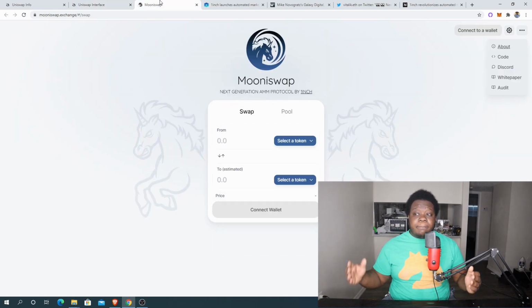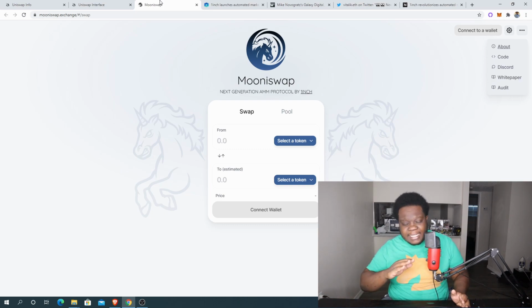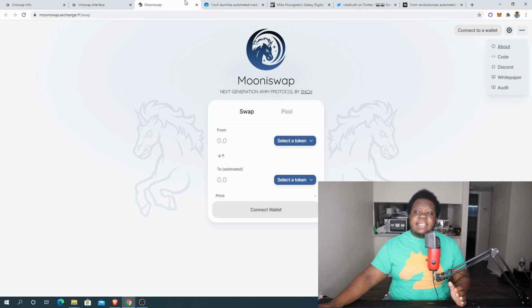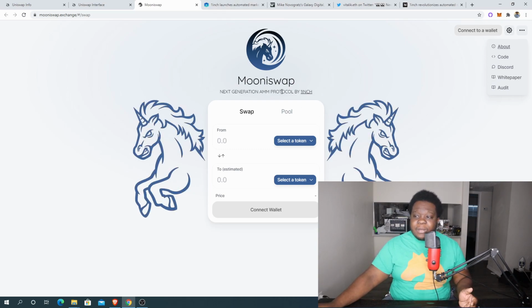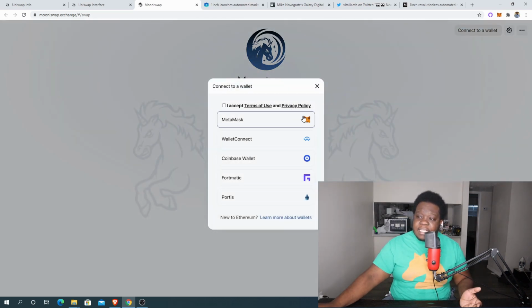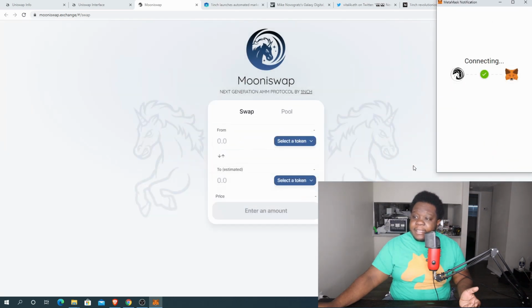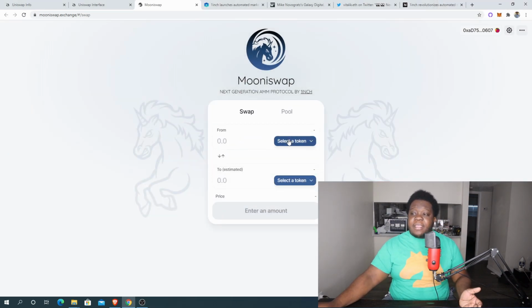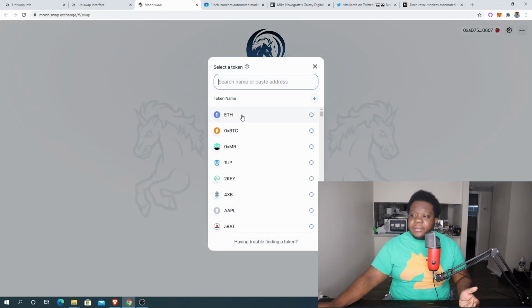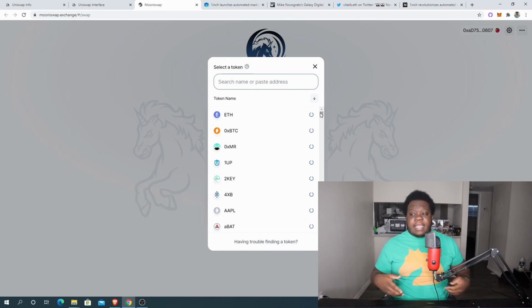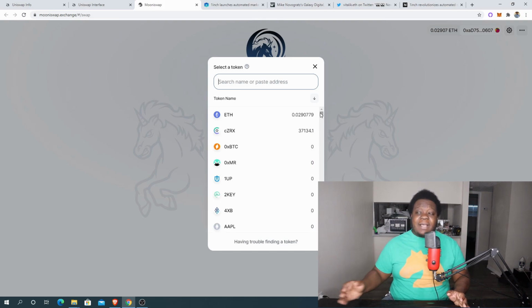Now we're gonna go into what Mooniswap is. So what is Mooniswap, guys? It's the exact same thing. It's actually a competitor to Uniswap. You essentially go through the same process: connect, yes, connect. It's literally the exact same thing, and you can select a token. Now, granted, Mooniswap just came out yesterday. I'm recording this today, so it came out yesterday.